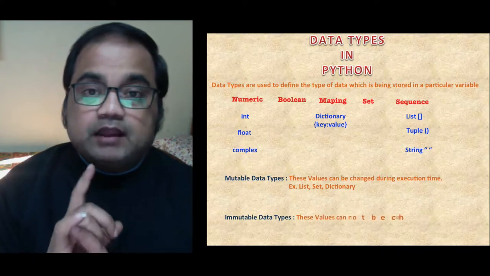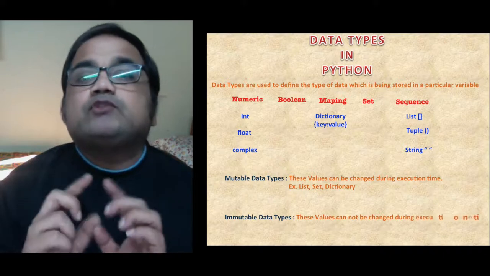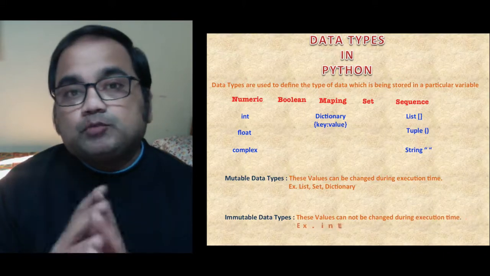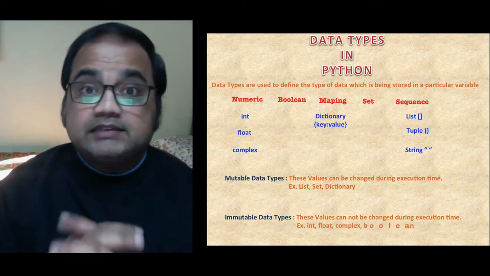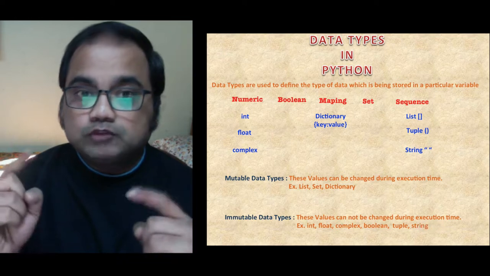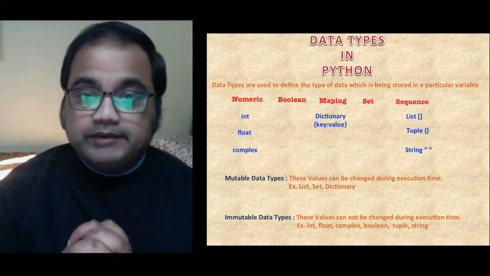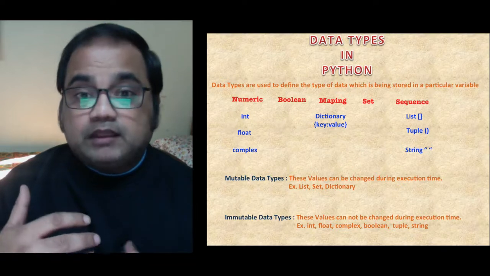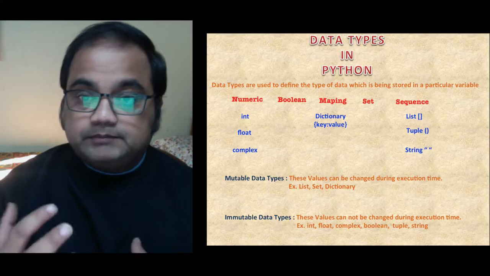List is identified by square brackets. Tuples are identified by round brackets, parentheses, and strings are represented through quotes, either single quotes or double quotes, right? These are the defined data types in Python.